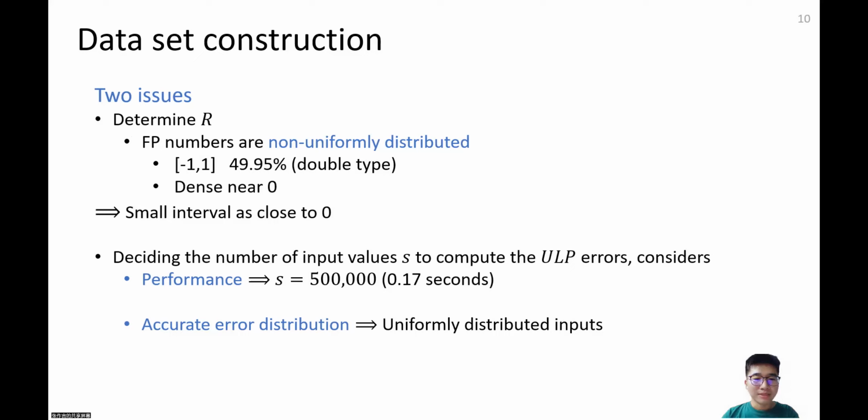Second, we need to decide the number S of input values used to compute the ULP errors. Considering the performance, we set S equal to 500,000, which just costs 0.17 seconds. Considering real numbers are distributed uniformly and S is instantiated by a large value, we let S samples be uniformly distributed across R.